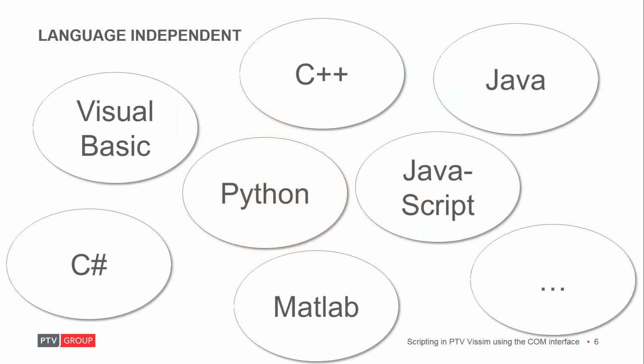Which programming languages can you use? With COM, you can use any programming language you prefer, also whichever integrated development environment, IDE, you're using. However, for internal scripts in Vissim, you need to use Visual Basic scripts, Python scripts, or JavaScript. In this webinar, I will demonstrate the COM interface by using Python.